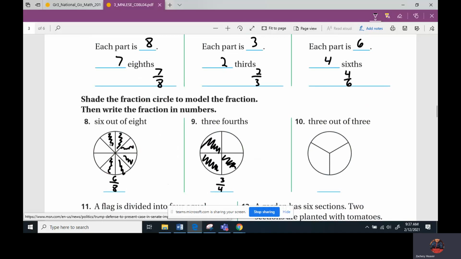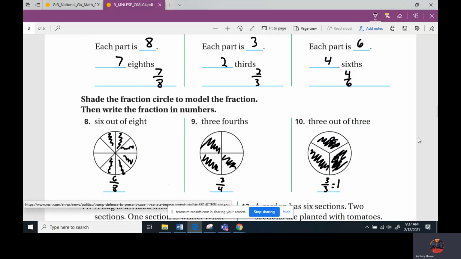Last one, this one's 3 out of 3. So 1, 2, 3. So 3 out of 3, which also equals 1, because we used the whole thing. We used one whole thing.